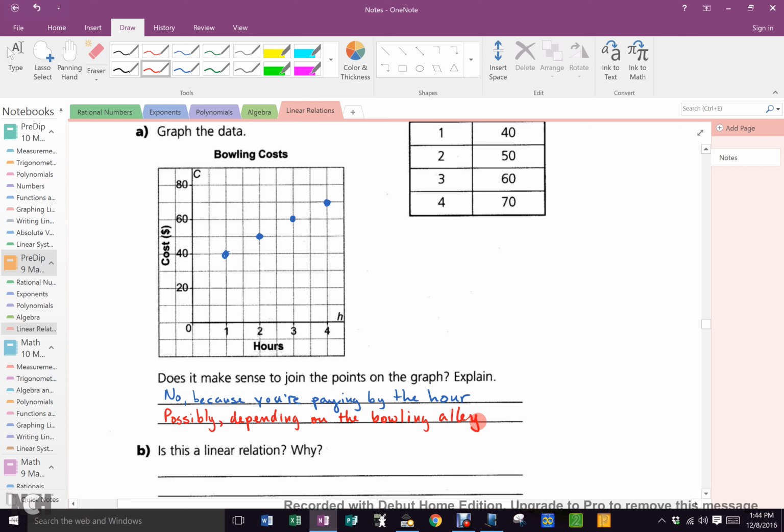Because if you don't join them and you bowl for 1.5 hours, you're going to pay what? There's no output at 1.5, right? So what are you going to pay? You're going to pay for 2 hours, right? Because there's no output. But what if the bowling alley dude says, no, no, you only pay for what you bowl. Now if I bowl for 1.5 hours, do I have an output? And what would I be paying? About 45. Does everybody see the difference? It just depends. Right?